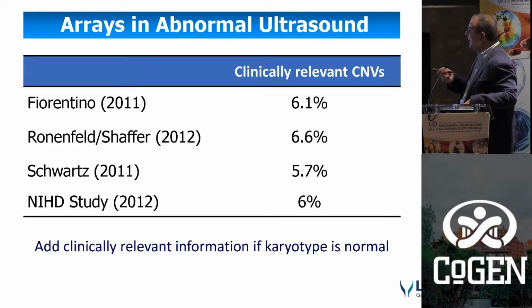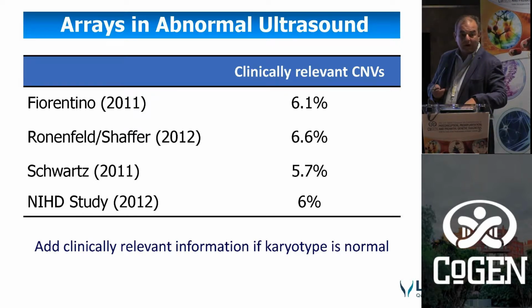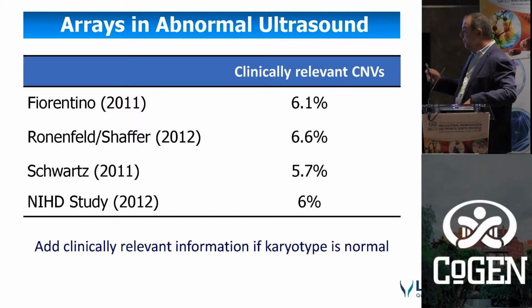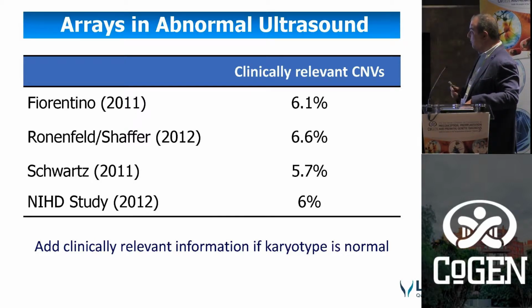But interesting, the first paper here was a targeted BAC array with low resolution, and this other study here was a higher resolution oligo microarray. Same detection rate, but a big difference instead in the number of variants of uncertain significance. So you might also want to check carefully the platform that you're going to use.